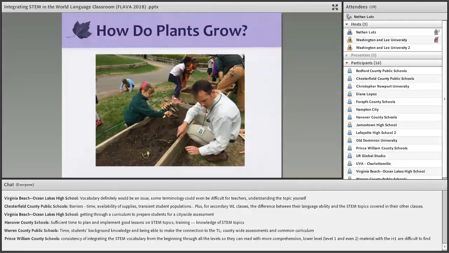What we do with this particular class is, these are not kindergartners here, these are older students who are helping with the growing of the garden.